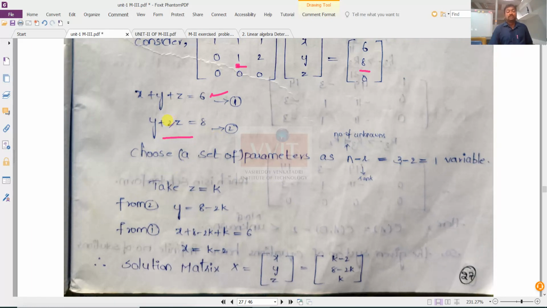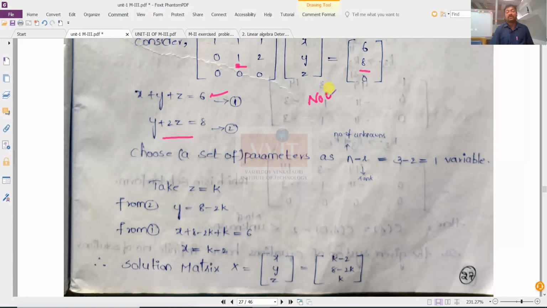Now I may assume either the x value, y value, or z value. To find the solutions, I need to assume either x is equal to an arbitrary constant, or y equal to an arbitrary constant, or z equal to another arbitrary constant. I need to assume one, because the logic behind that is the number of unknowns.